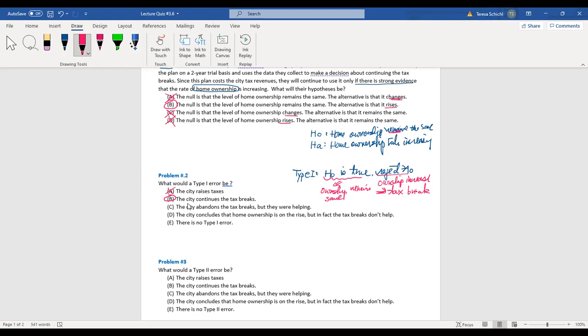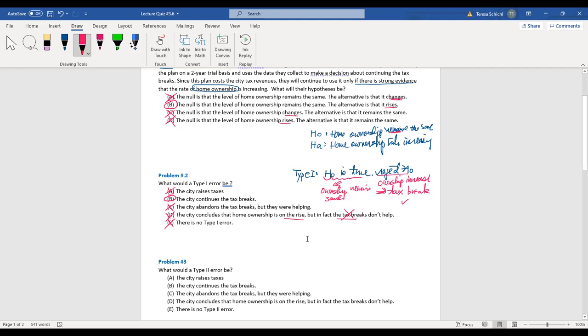Now C says the city abandoned the tax break, but it was helping. We never know that. Then part D says the city concludes that home ownership is on the rise, but in fact the tax break doesn't help. No, that's not what we said. We know it's on the rise, but we say it's probably because the tax break helps, right? So it's not this one. And saying there's no Type 1 error is not true. So B is the right answer here.